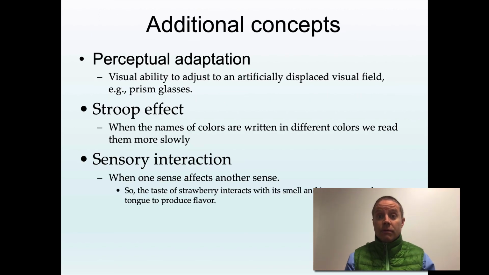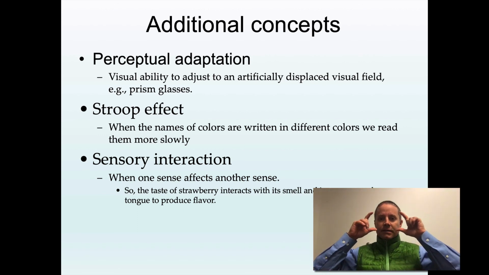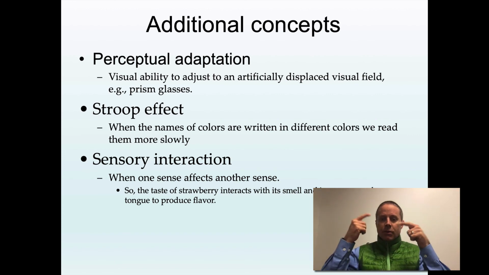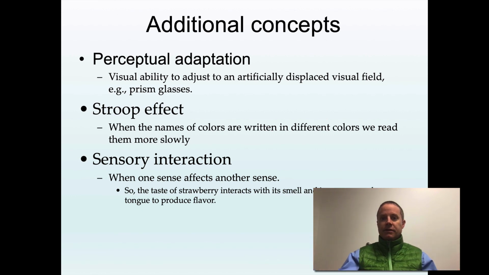Okay, a few last concepts with sensation and perception. These didn't really fit into any other category, so we're just tagging them onto the end here. One is called perceptual adaptation. They have some glasses that can distort your vision by 90 degrees, or they can turn your vision upside down. And at first, when that happens, it's very disorienting. You can't pick things up. You're tripping, you're stumbling, you have no coordination. But after a couple of days, your vision actually adapts and you function just fine. So that's called perceptual adaptation.